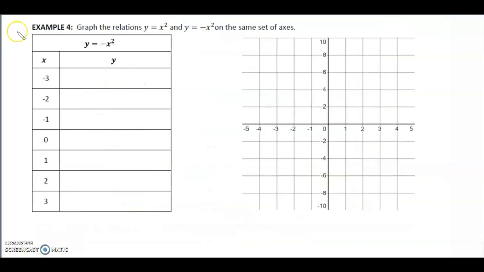Okay, graph the relations y equals x squared and y equals -x squared on the same set of axes. So let's do x squared again. 0, 0, -1, 1, 1, 1. Okay, because remember those are symmetric. -2, 4, and that's symmetric with 2, 4. -3, 9, and that's going to be symmetric with 3, 9. Okay, so that's y equals x squared.